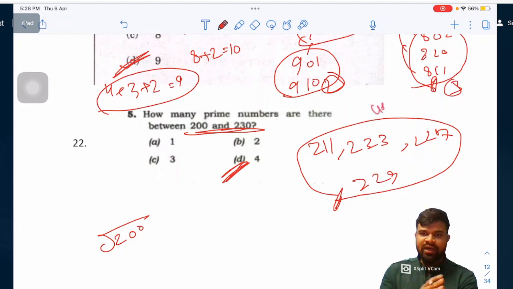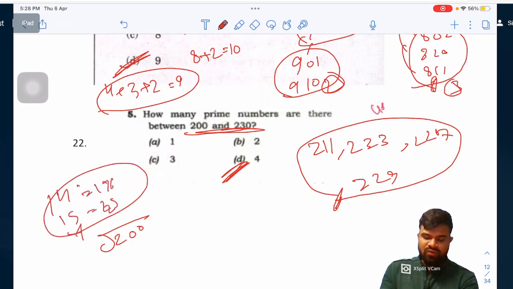So the square root will be between 14 and 15. 14 squared is 196 and 15 squared is 225. So the square root will be between 14 and 15. Just check for the divisibility by prime numbers up to 14 and 15. This is how you will get these four answers.